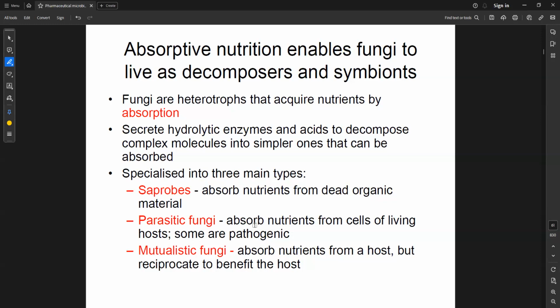So specialized into 3 main types. There are saprobes, which absorb nutrients from dead organic material, parasitic fungi, which absorb nutrients from cells of living hosts, and some are pathogenic. For example, athlete's foot is one of the conditions that you find parasitic fungi in. Then there's mutualistic fungi, which absorb nutrients from a host, but reciprocate to benefit the host.